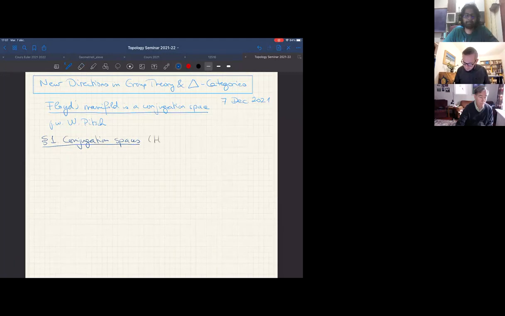Okay, so as I said, we follow this work by Jean-Claude Hausmann and Puppe from 2004, maybe 2005. So let us fix some notation, and then I'll try to explain roughly what a conjugation space is, and then give a precise definition. So for the whole talk, C2 is a cyclic group of order 2.